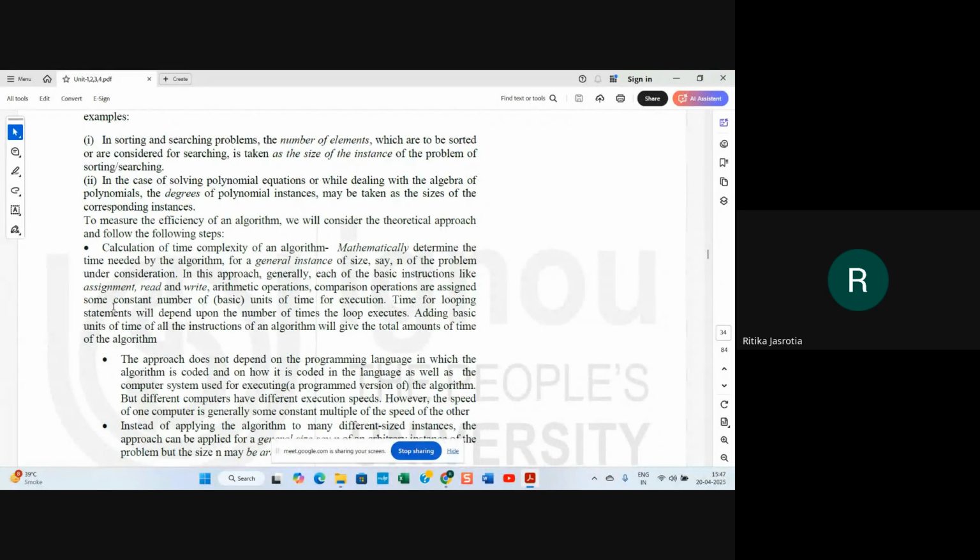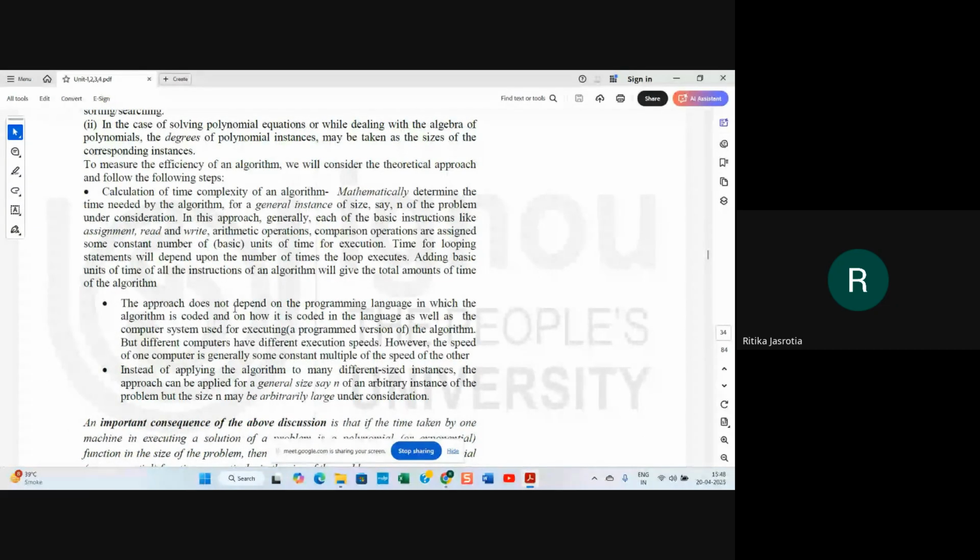Time for a looping statement will depend upon the number of times the loop executes. Right. Adding the basic unit of time of all the instructions of an algorithm will give the total amount of time of the algorithm. So for all the instructions which you have taken, for loops, for assignment, for whatever, if you take them into consideration, then it will give you the total amount of time of the algorithm. The approach does not depend on the programming language in which the algorithm is coded, and on how it is coded in the language as well.